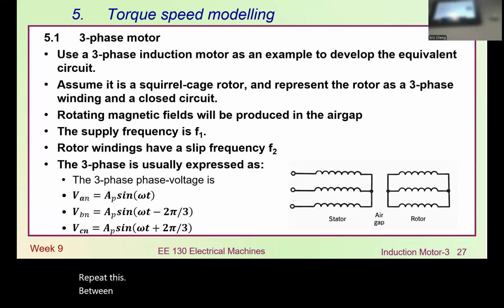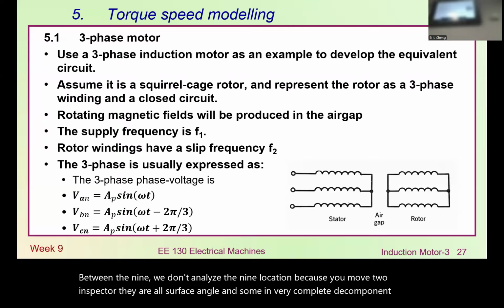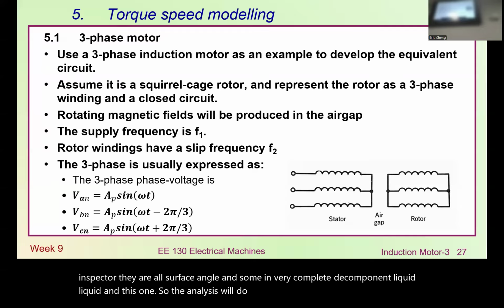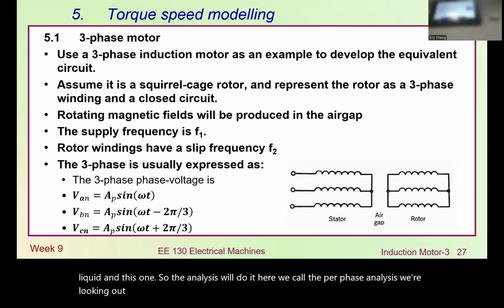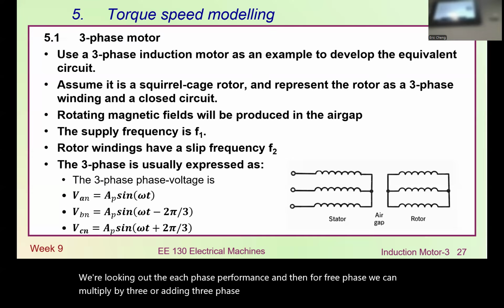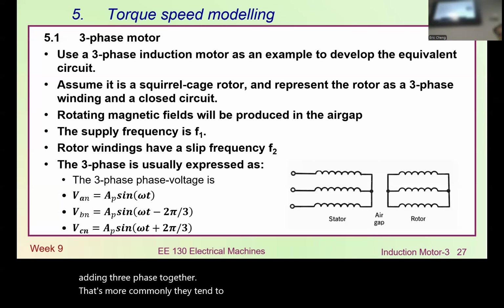We don't analyze the line of the three, because inductors also have phase angles and it gets really complex. We only analyze this one. So the analysis we do here, we call per phase analysis. We work out each phase's performance, and then for three-phase, we multiply by 3 or add the 3 phases together. This is how we more commonly analyze a motor.